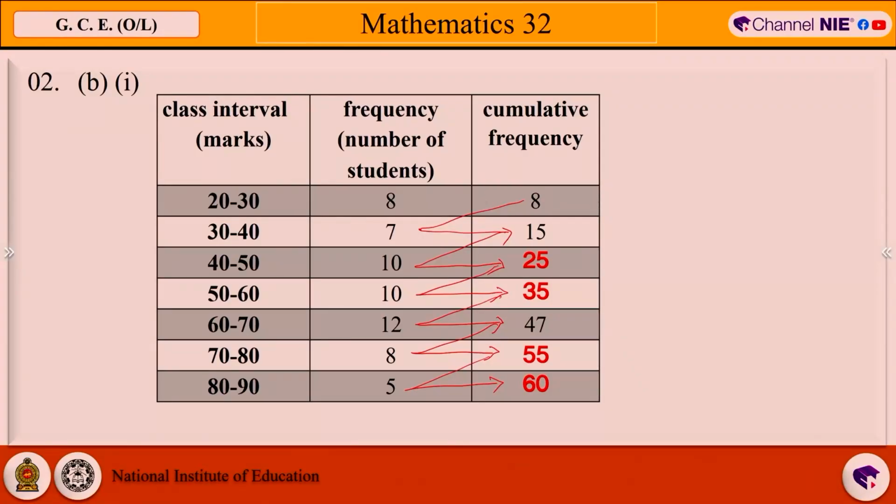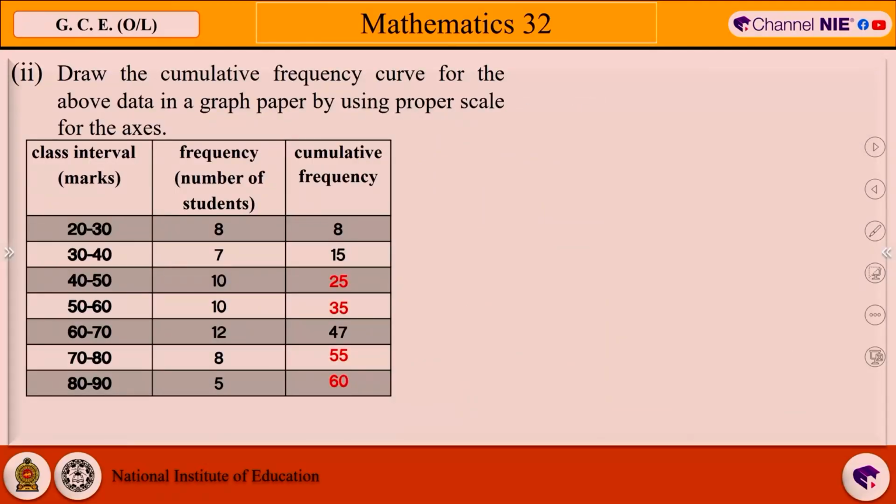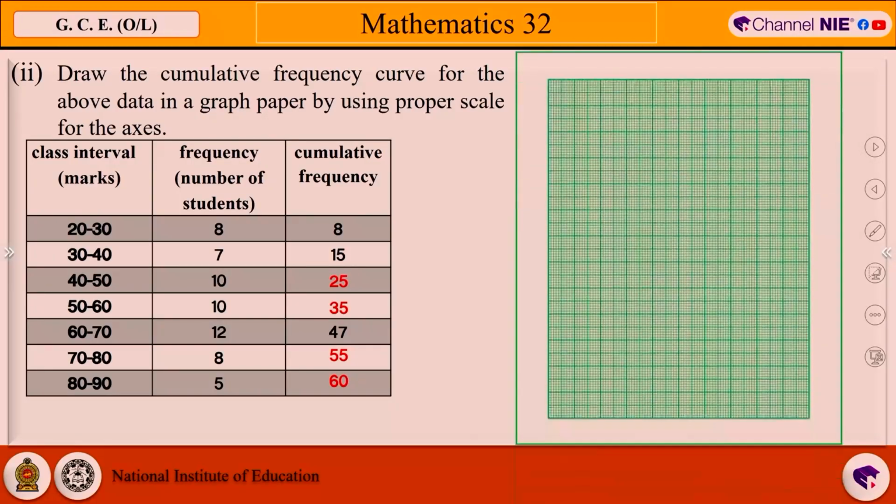Okay. Now, we will see the next part, what it says. For this part, you get 1 mark and we will move on to the next part. It says to draw the cumulative frequency curve for the above data in a graph paper by using proper scale for the axis, right. Most of the time you are provided a graph paper in the paper itself. So, you can use it for this purpose, right. We will see how to draw that.